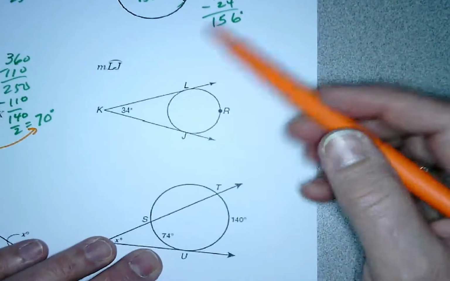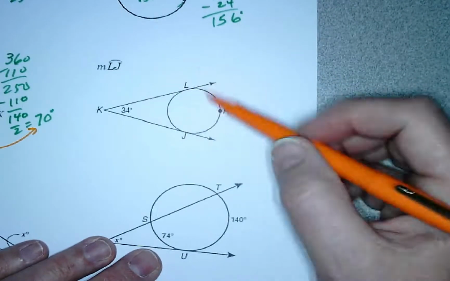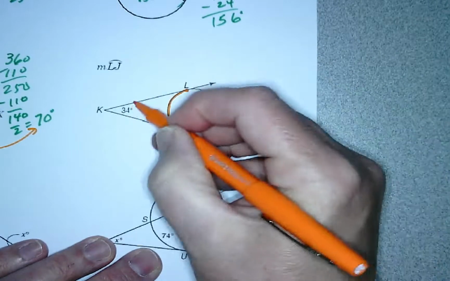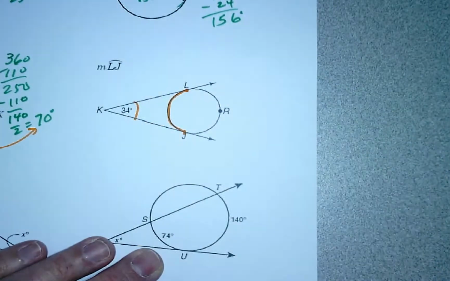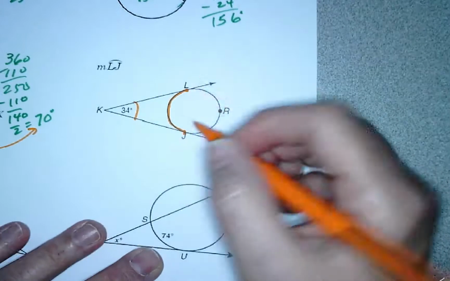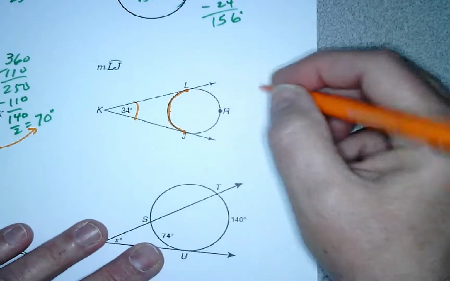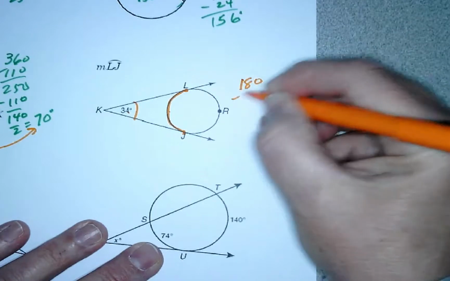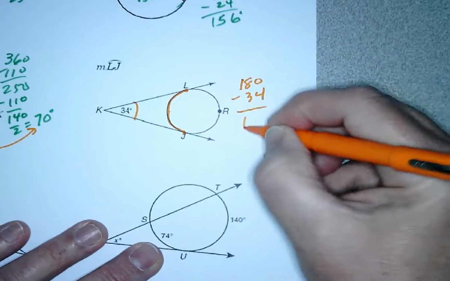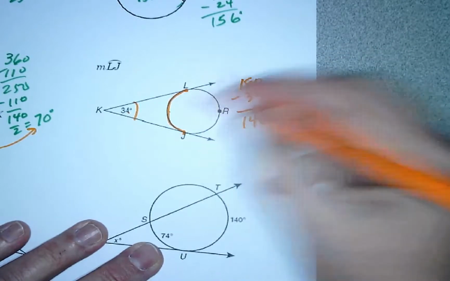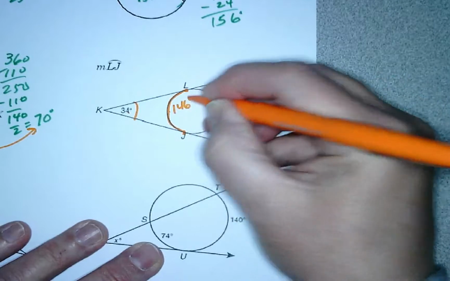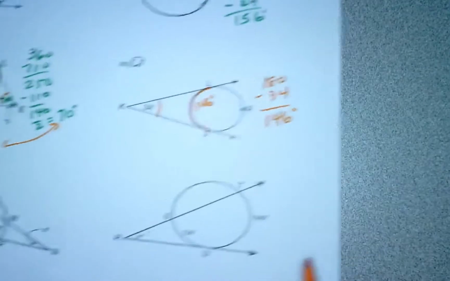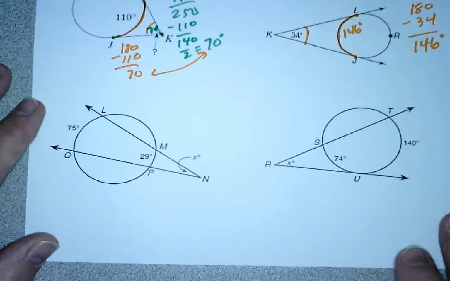Okay, let's see if that works on this one. LJ is what they want me to find. They want me to find here to here. This angle of 34 is formed by 2 tangents. So the angle and the tangent arc are supplementary. So 180 minus the 34 that I know is going to give me 146. That's that arc, and I'm done. Isn't that pretty handy? If you don't quite understand that, please ask questions. I'll be glad to explain it to you in person.